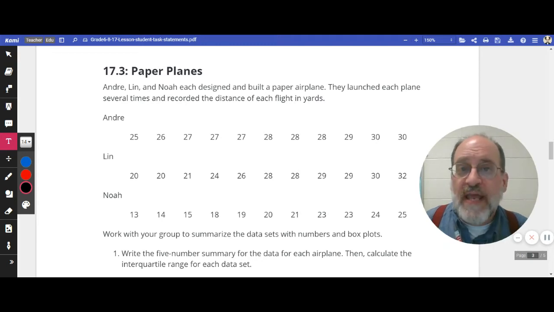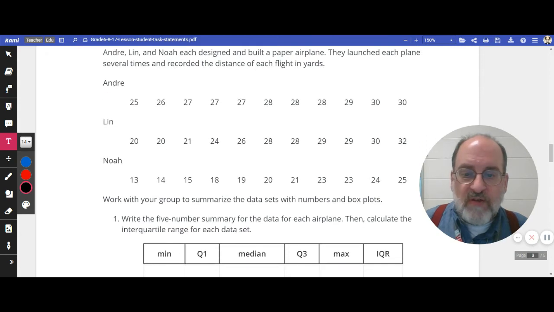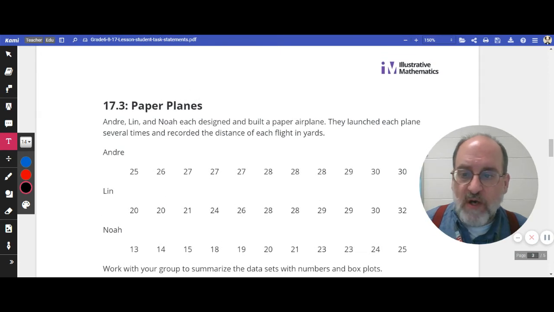Hey everybody, we're in Unit 8, Lesson 17, Activity 17.3. Andre, Lynn, and Noah each designed and built a paper airplane. They launched each plane several times and recorded the distance of each flight in yards. All right, so what we're looking for is the 5-number summary for the data for each airplane. And then we're going to calculate some IQRs.